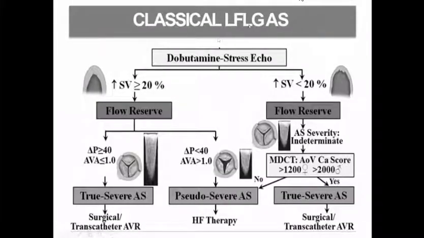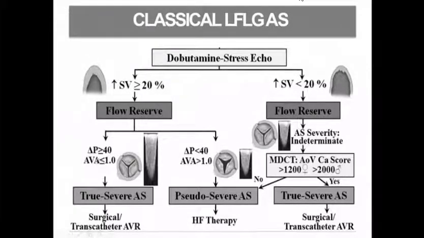So this was the classical low flow, low gradient AS, dopamine stress. Your stroke volume has been increased. That was the flow reserve, but when this is not there, you should go for the further CT scan. You can score for the calcium scoring. If more than 200 for the females, more than 200 for the male, it is a true severe AS. You can consider surgical or transcatheter valve replacement.